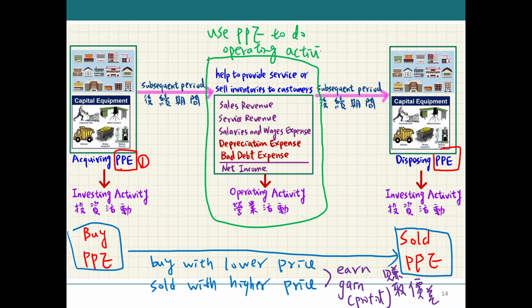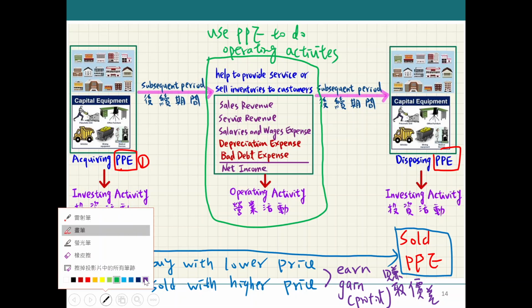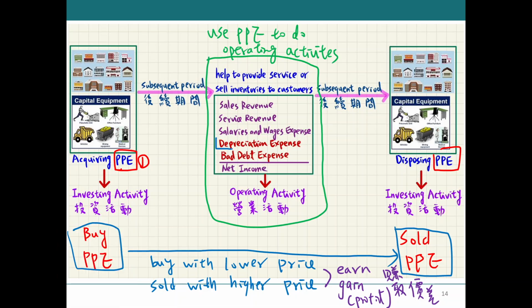So what kind of expenses we will have? Depreciation expense, right? Remember that? So I have depreciation expense. When I use PPE to help us do the operating activities, any revenue expenses about your PPE, depreciation expense, right? That's an expense. Any questions? No problem? Okay.